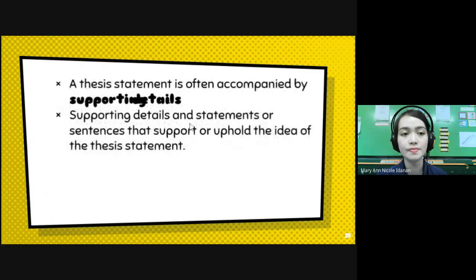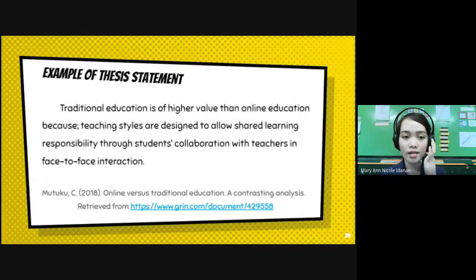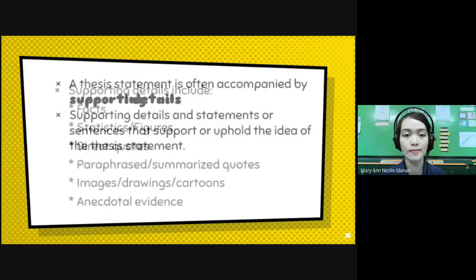Next, a thesis statement is often accompanied by supporting details. Supporting details are statements or sentences that support or uphold the idea of the thesis statement. So that is the definition of supporting details. For example, if you are not able to connect your claim and your evidence in just one sentence, you could not join them by the conjunction because, but you could make a separate sentence that would support your main idea, and that is what you call supporting details.